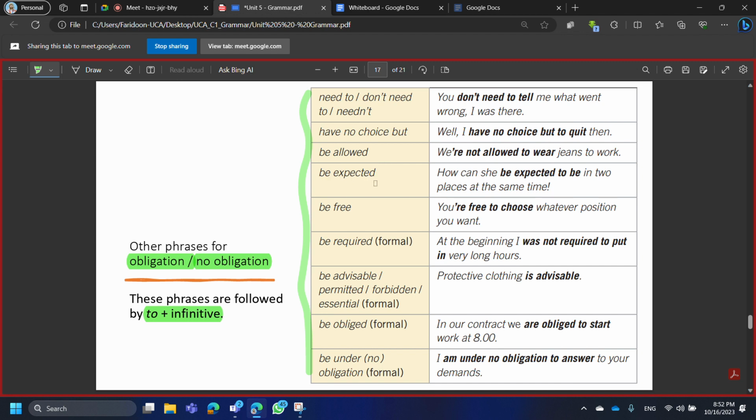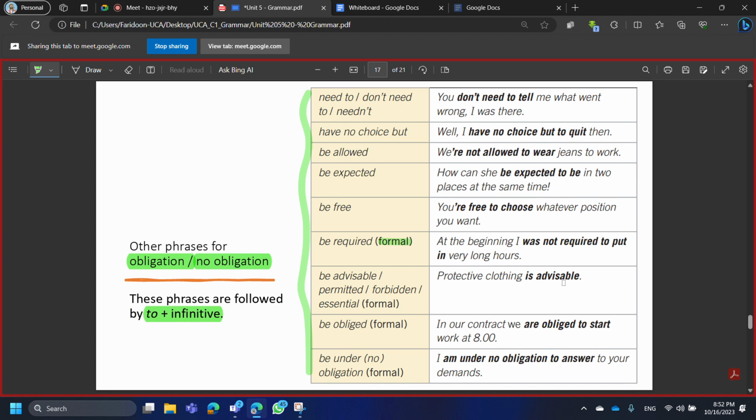Be expected to shows kind of obligation. Be free to shows no obligation. Be required to, verb number 1, shows obligation, and it's a very formal phrase. Be advisable to shows obligation in a way, because you are using a very soft word like advise, but it's kind of obligation. Protective clothing is advisable.